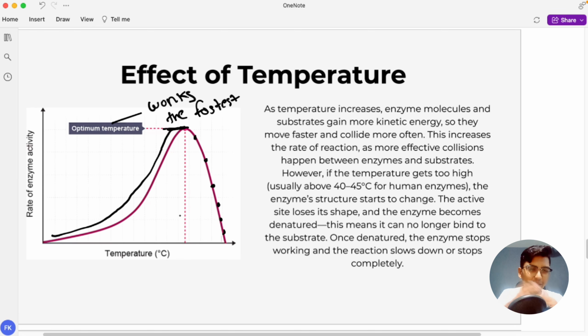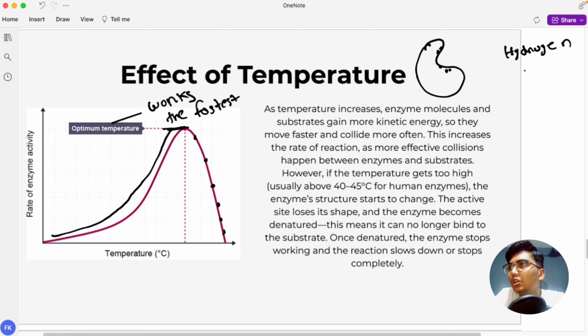This is because as the temperature increases, the active site, right? For example, the enzyme active site, let's draw it over here. The enzyme active site is actually held by different types of bonds, for example, hydrogen bonds, covalent bonds, disulfide bonds, right? So at high temperature, these bonds start to break down. As a result, the active site starts to change its shape, right? So if the active site changes its shape, the substrate can no longer bind to it, right?